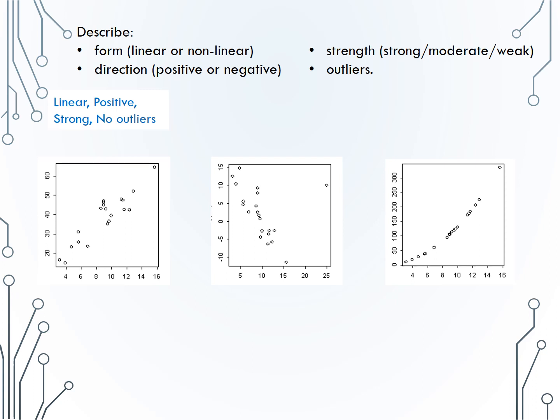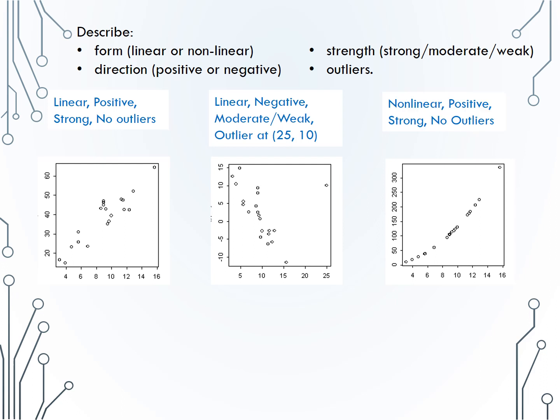The second plot would also be linear, a negative relationship though, and the strength would be moderate or weak because of this outlier. The rest of the pattern shows a fairly strong relationship, but this outlier makes the relationship appear much weaker. Finally, the third plot is non-linear, clearly positive and a strong relationship with no outliers.